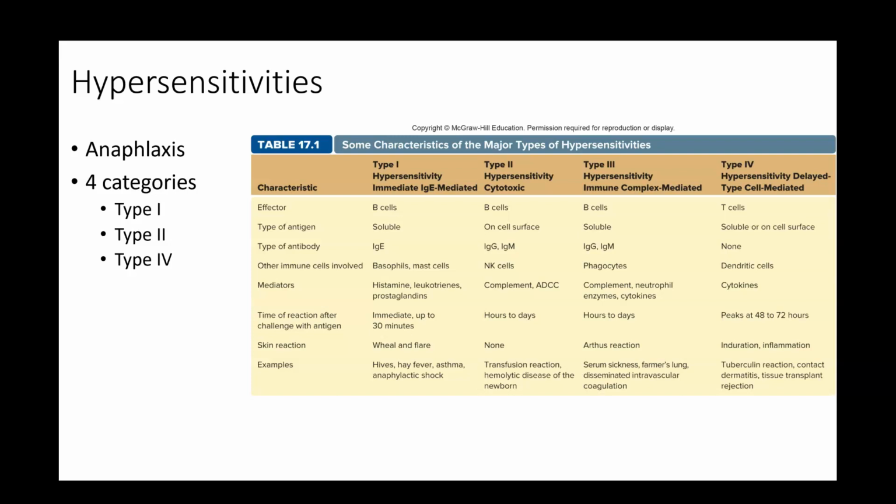So for hypersensitivities, there are four different categories, and we categorize these different hypersensitivities based on the mechanism of the response. Even though there's four of them, we're only going to talk about three of them. We're not going to discuss type 3. So you need to know type 1, type 2, and type 4. This is table 17.1 out of your textbook, and this is a really good overview of the major highlights of each of these types of hypersensitivity.